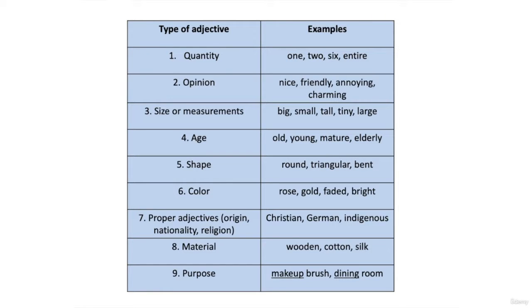Color. Rose, gold, faded, bright. Proper adjectives like origin, nationality, and religion. For example, Christian, German, indigenous. Next, by material: wooden, cotton, silk. And finally, by purpose: makeup brush, dining room.